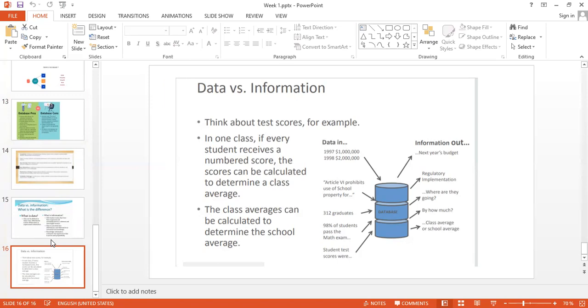Think like this. In a class, if every student receives a numbered score, then the scores can be calculated to get an average. So students' scores act as data, but the average now acts as information. When calculated, we can determine the average and we can make a decision based on that.